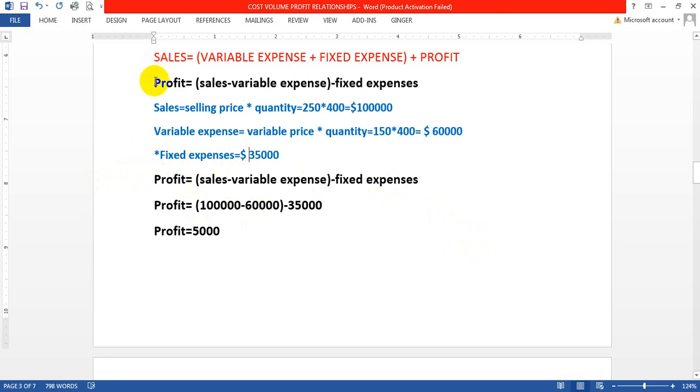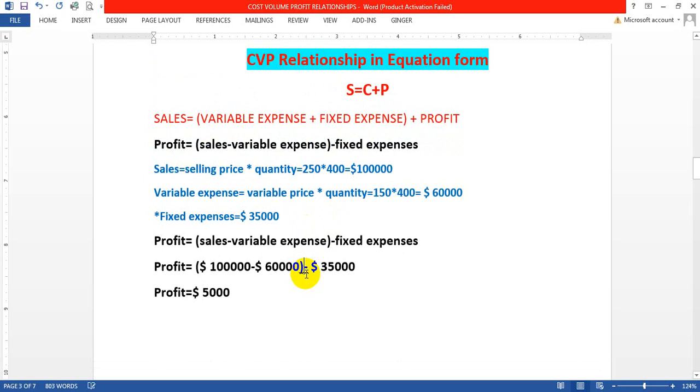Okay, so if I want to calculate the profit, my sales were 1 lakh, my variable expense were 60,000. Sale minus variable and minus fixed cost. So what I got? Profit, and the profit is again 5,000, right? So we have checked in CVP analysis.